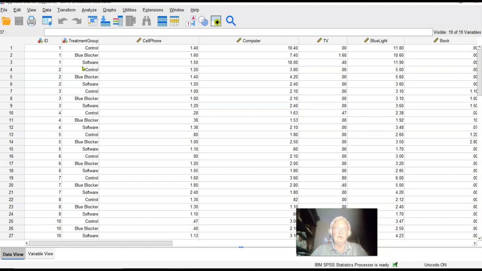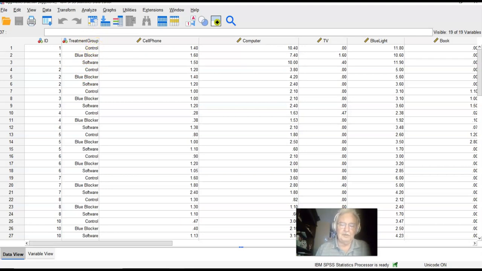We can't do this test with a general linear model with the data in this order. For repeated measures, we'd have to have all these variables for control, and then downstream here in a whole set of columns, we'd have blue blockers and their values, and software and their values. So this would be a much shorter data file, but it'd be 3 times as long, as wide. So we can't do that.